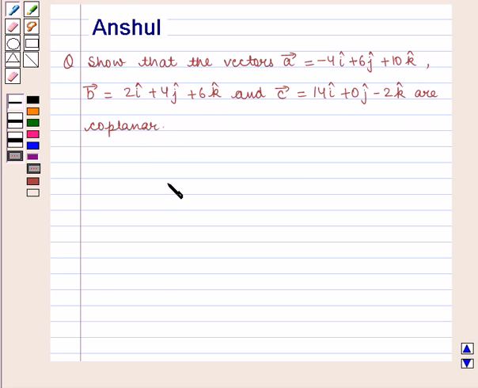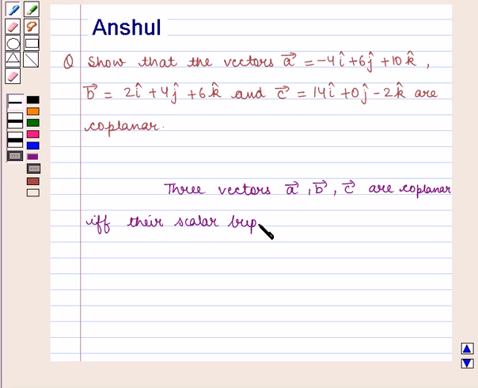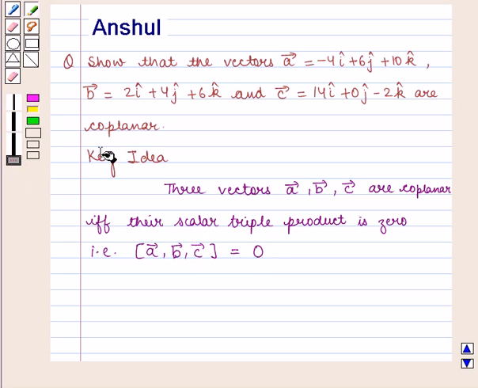We know that three vectors A, B, C are coplanar if and only if their scalar triple product is zero. That is, scalar triple product of A, B, C is 0. With this key idea, we shall proceed with the solution.